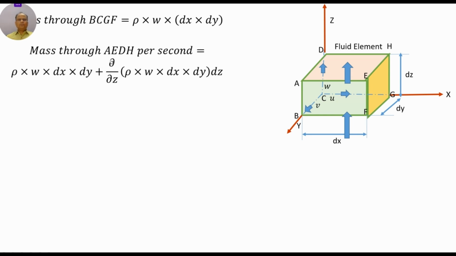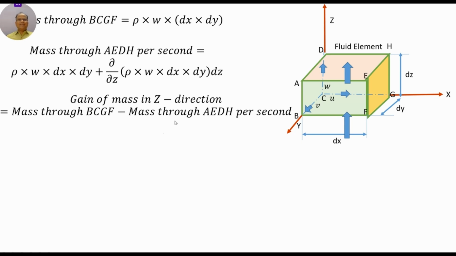Mass out from AEDH per second: this is what is the mass in from here. So rho W into dx into dy, plus the rate of change of mass in z direction, so ∂/∂z of rho into W into dx into dy into dz.